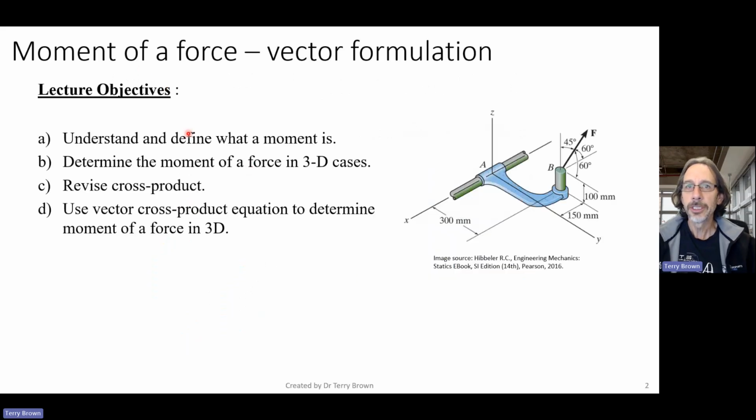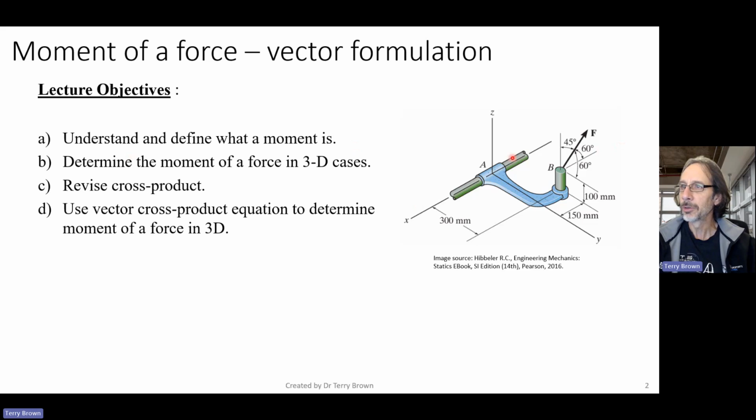So the lecture objectives for this video: to understand and define what a moment is, or review what that is, determine the moment of a force in 3D cases, revise the cross product, which we'll need, and then use the vector cross product equation to determine the moment of a force in 3D.